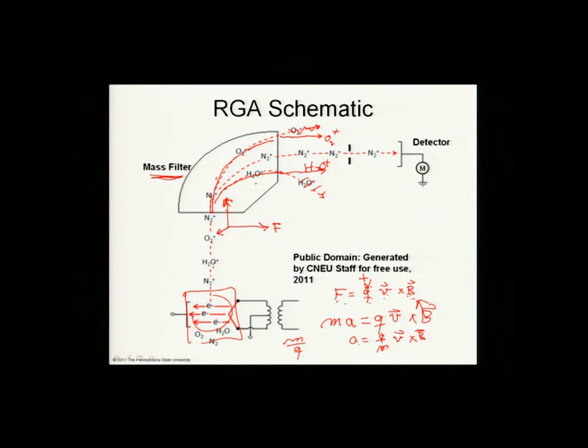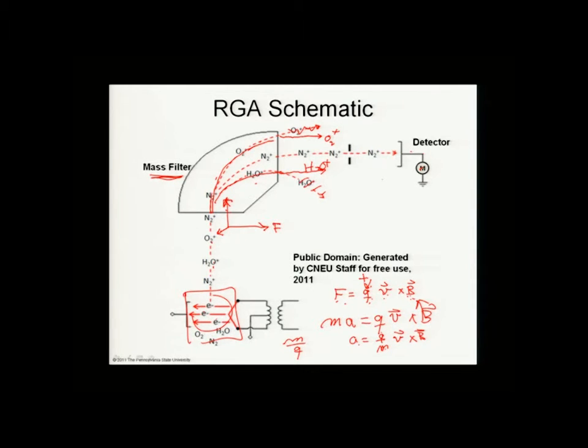This is charged. And then we can have a detector. And in this case, only the nitrogen gets through, so we know nitrogen is present. We can change the magnetic field so that only the oxygen gets through, so we know oxygen is present. We can change the magnetic field, make it smaller, right? And then only the water molecule would get through.